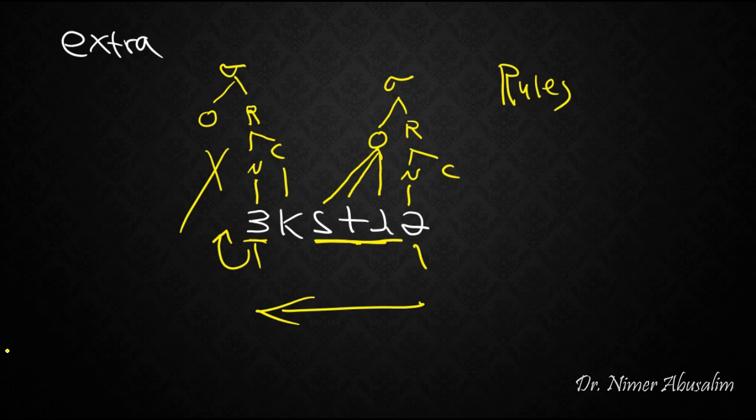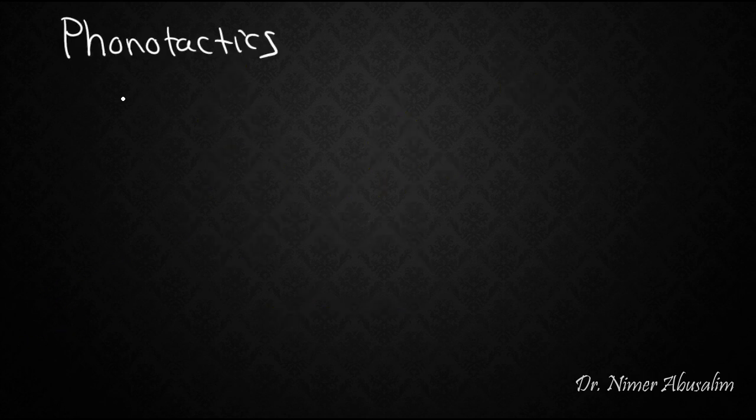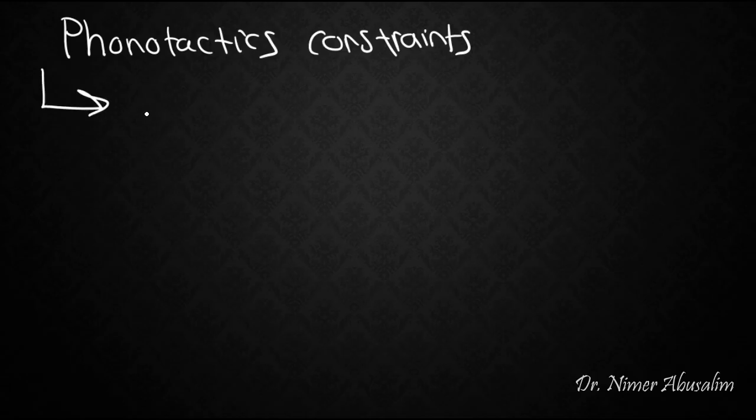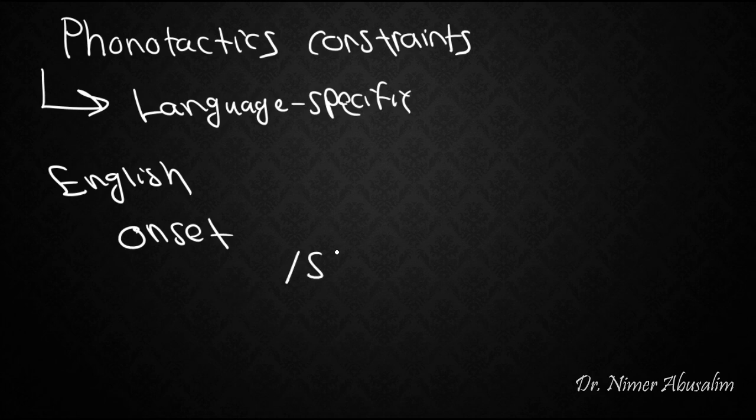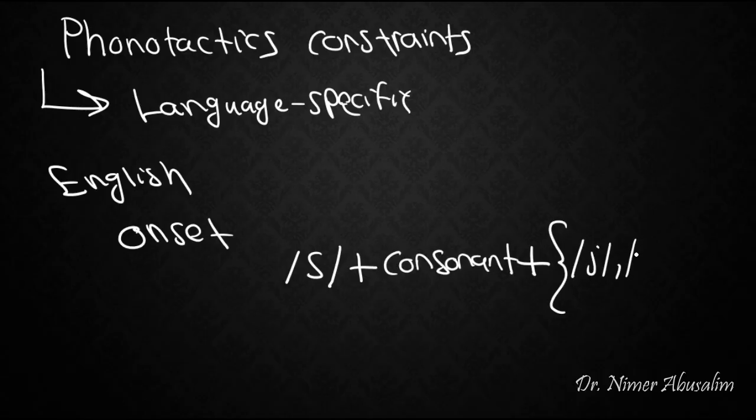What are these rules? First of all, we have phonotactics. Phonotactics is also called phonotactic constraints. Now these phonotactics are rules that tell you what consonant sequences are allowed. And this is something that is language specific. This is not something that is universal. So every language has its own set of rules. So for English, for example, the longest onset you can have is an onset that is made up of S plus a consonant plus either Y or W or the rhotacized R.